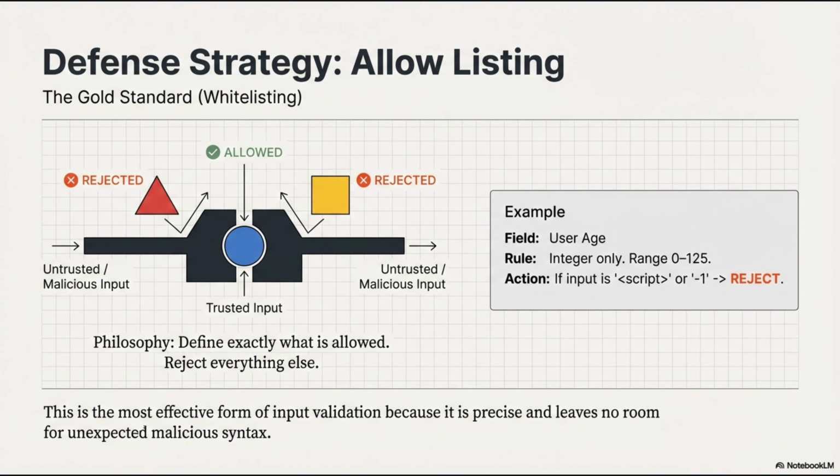Now, another defense strategy is allow listing, which is the gold standard of whitelisting, where you define exactly what is allowed and everything else gets rejected. And this is the most effective form of input validation because it is precise and leaves no room for unexpected malicious syntax.